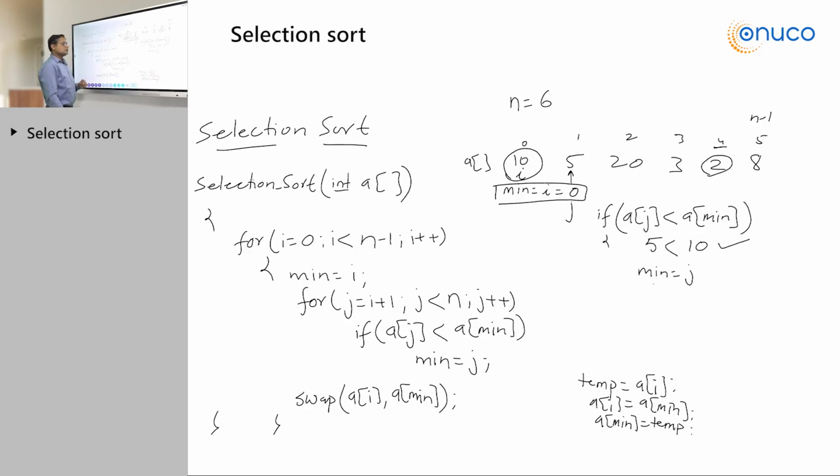For swapping of the elements, while you are going to exchange the elements, we can write temp is equal to A of i, A of i is equal to A of min, A of min is equal to temp.